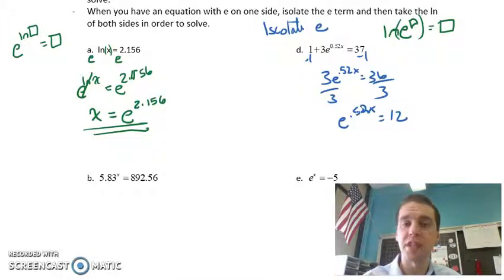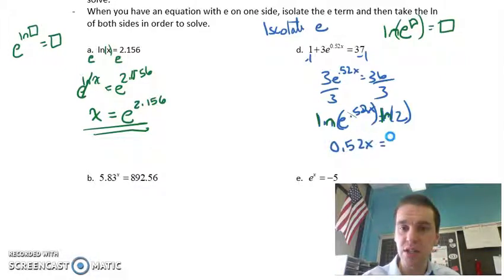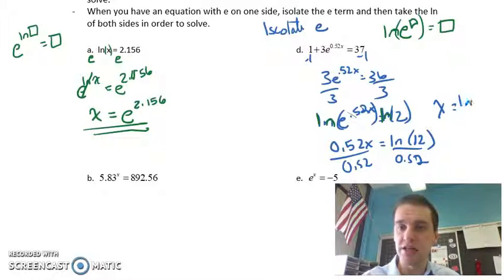And now here comes the natural log portion. We have to take the natural log, just like we took the log of both sides, we need to take the natural log of both sides. So therefore, when we take the natural log of e, we're left with 0.52x equals ln of 12. And then to get x by itself, we'll divide by 0.52. And so you're left with your final answer to be x equals ln of 12 divided by 0.52.